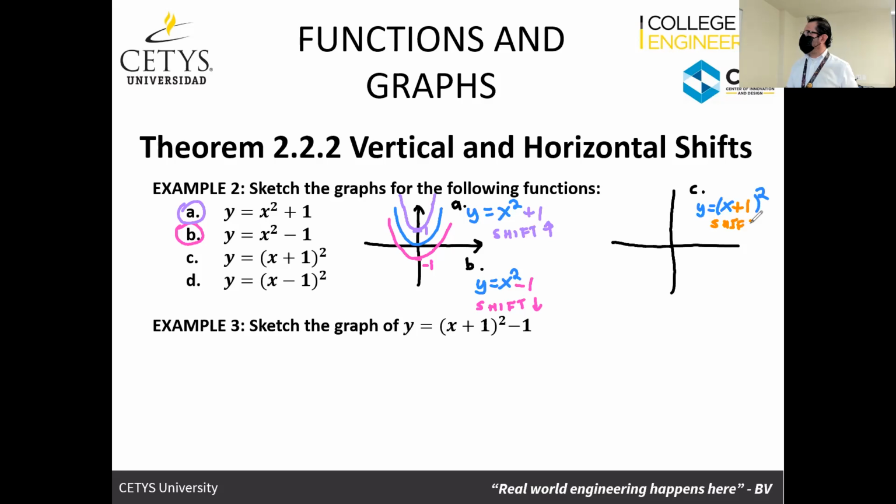According to what we talked about, is the shift going to be to the left or to the right? It's going to be to the left. So in the vertical shifts, it's easy because plus is up, negative is down.